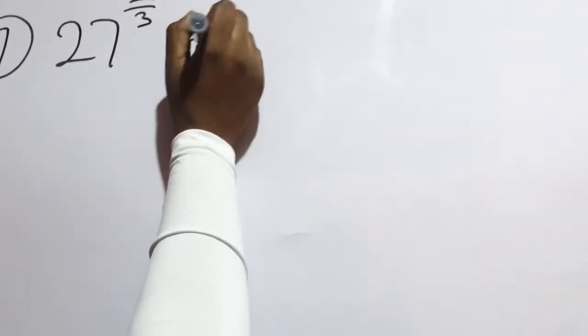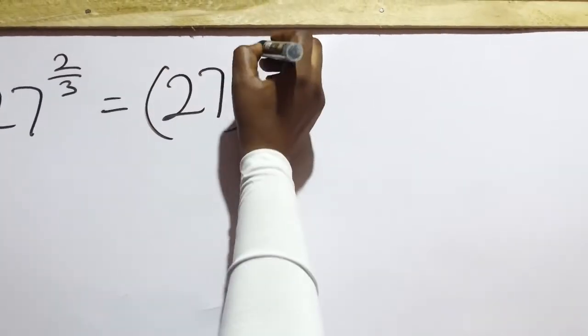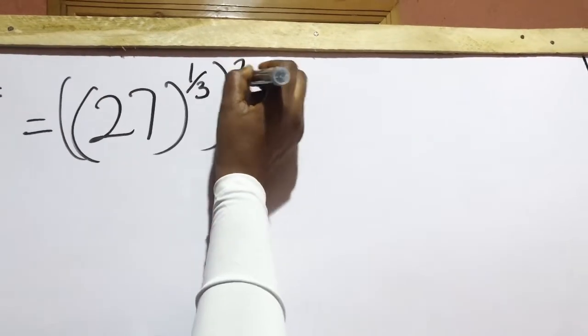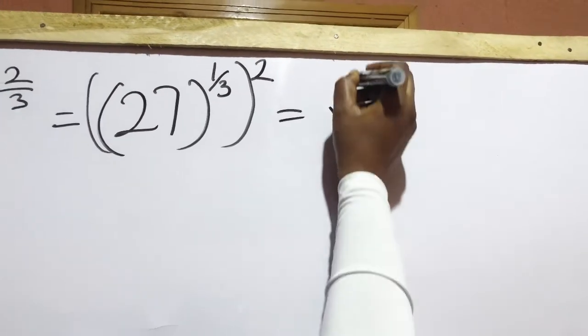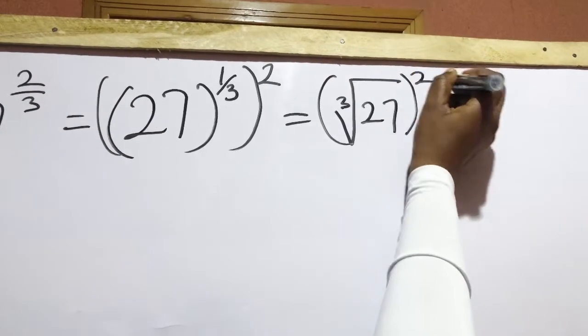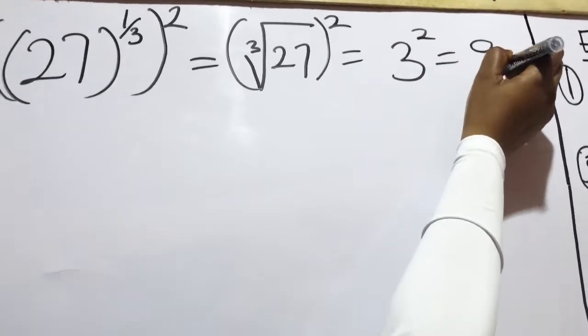27 raised to the power of 2 over 3 will be equal to 27 raised to the power of 1 over 3, raised to the power of 2. So the cube root of 27 raised to the power of 2 will be equal to 3 raised to the power of 2, and it is equal to 9.